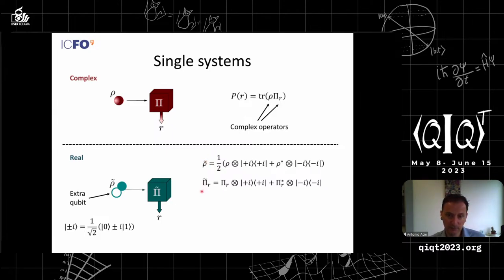So this is real. You can see that this is a state: it's positive and it's normalized. And you apply the same trick to the measurement. You take the complex matrix you had here, you put it with I, and you put the complex conjugate with minus I. Again, you can see that this is real. And now if you compute the probabilities according to the Born rule with these two real operators, you can see that you get the same probabilities.